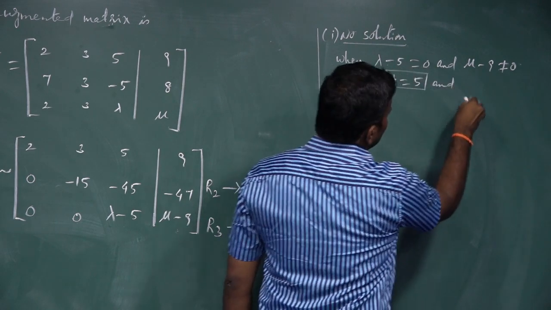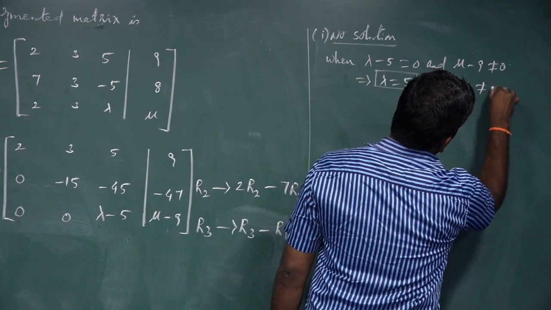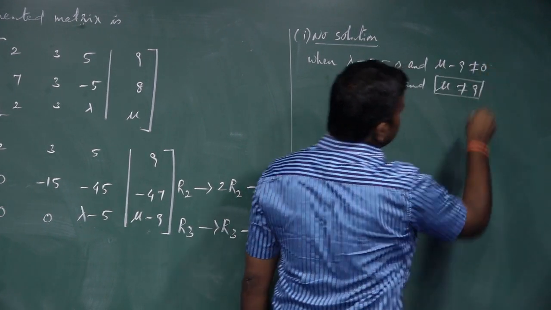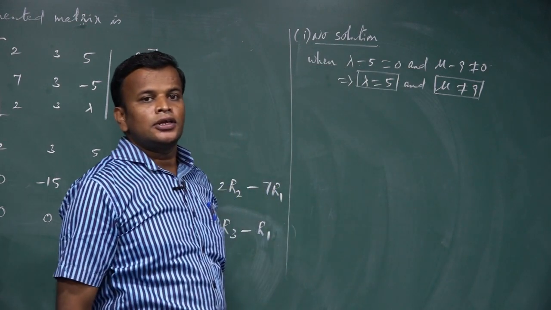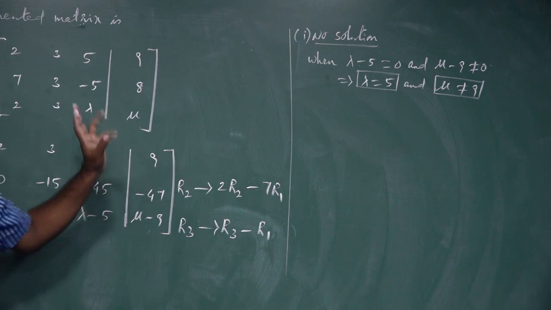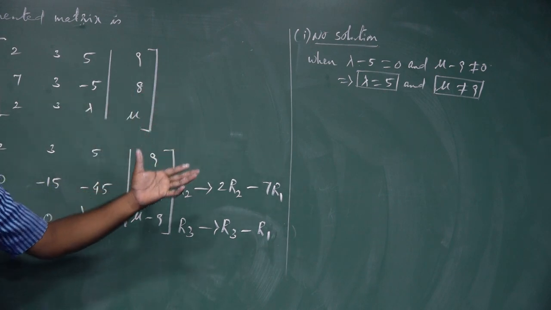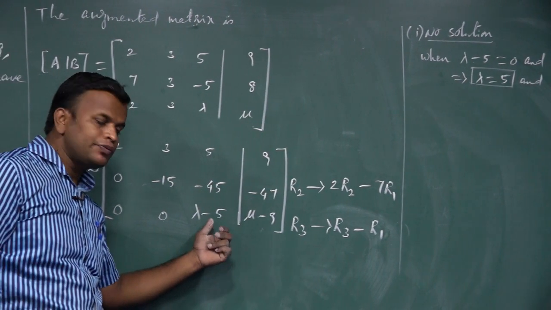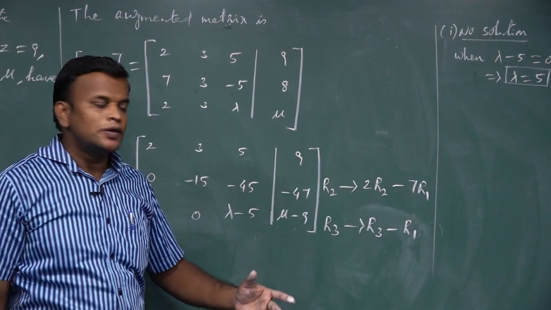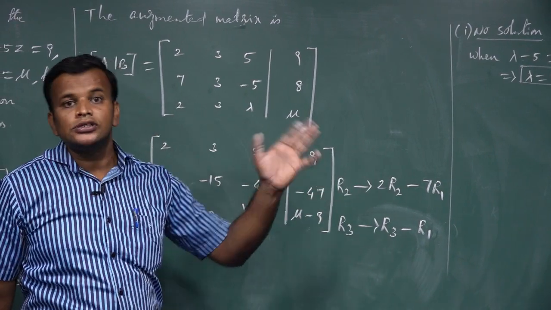And the value of nu is not equal to plus 9. Minus 9 becomes plus 9 on that side. So in this augmented form, whenever lambda is there, we replace the value of lambda with 5. So that element becomes 0, and nu minus 9 is not equal to 0. That means it has any value except 0.